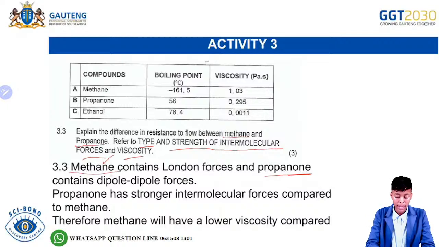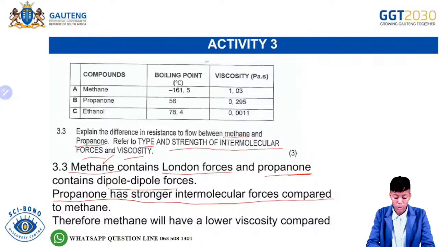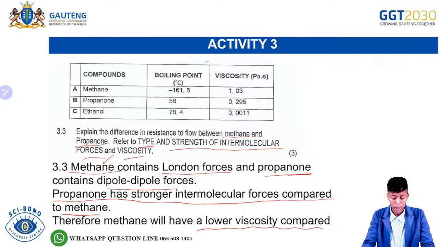So we first start by stating. When we state, methane contains London forces. And then propanol contains dipole-dipole forces. Therefore, propanol has stronger intermolecular forces compared to methane. And therefore methane will have a lower viscosity as compared to the propanol.